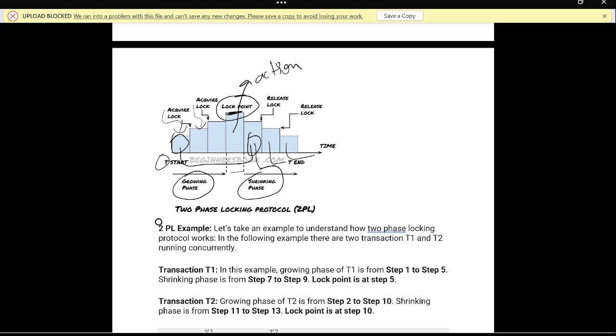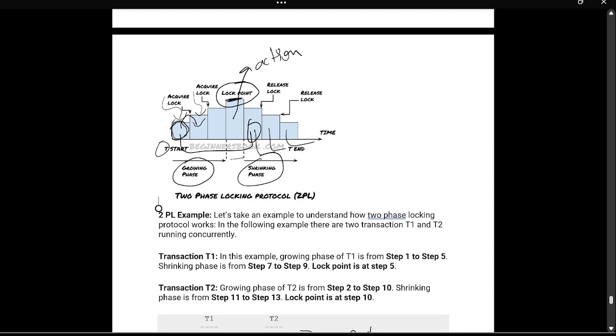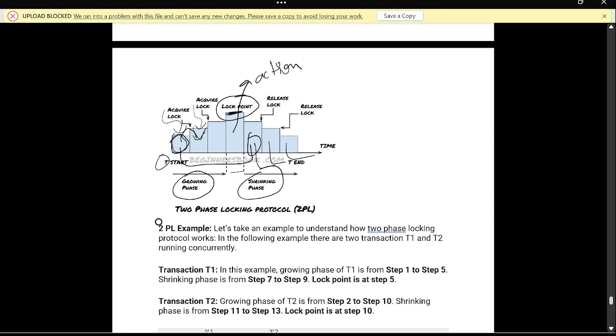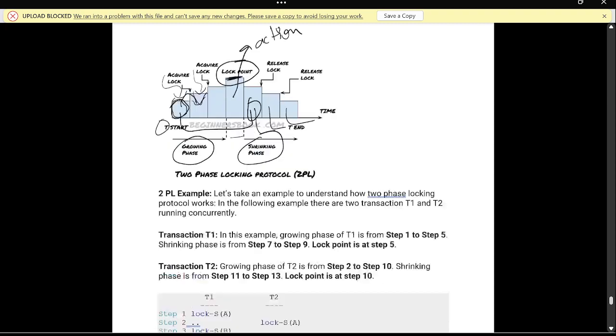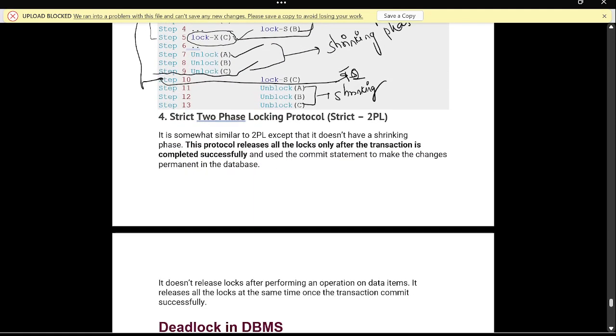Okay, this is the two-phase algorithm. Whenever I'm going to hold a lock here, if I leave this lock here itself after performing my action, that is called strict 2PL. Okay, but that is not there in 2PL. That is there in strict 2PL. In strict 2PL, after my action is over, I'm going to release the lock there itself. I'm not going to carry it throughout the transaction. In 2PL we are going to carry it throughout the transaction. In strict 2PL, we are going to release it there itself.